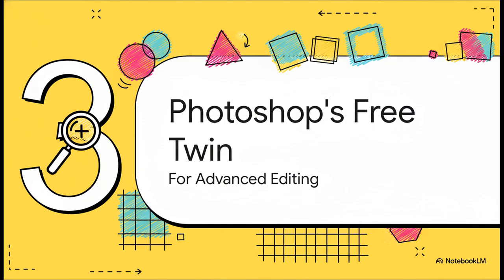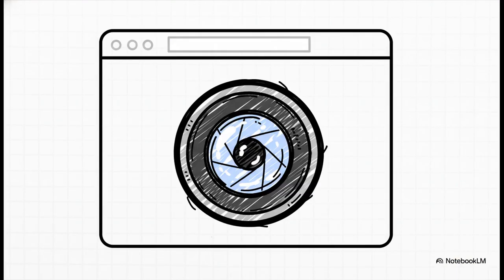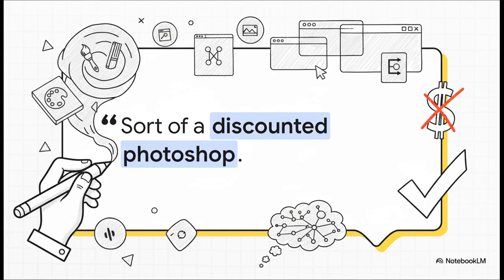But what happens when the templates just aren't enough? What if you need that pixel-perfect control, the kind of raw power you'd expect from industry-standard software like, say, Adobe Photoshop? Well, allow me to introduce you to Photopea. This is, and I'm not exaggerating, one of the most impressive web apps out there. It's a full-featured, advanced photo editor that runs, get this, entirely in your browser. The source material calls it sort of a discounted Photoshop, but honestly, that's kind of underselling it. It's more like a free Photoshop.